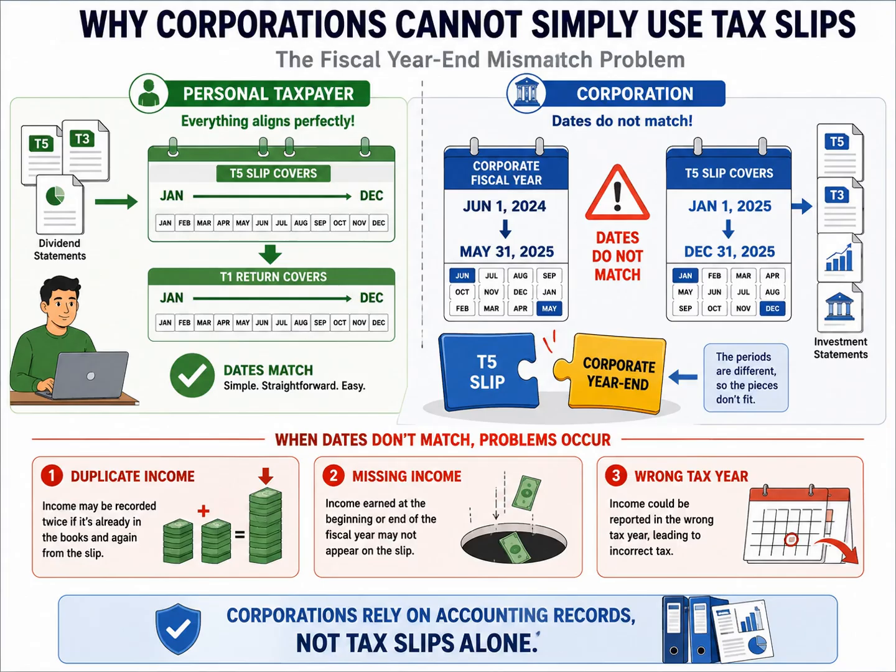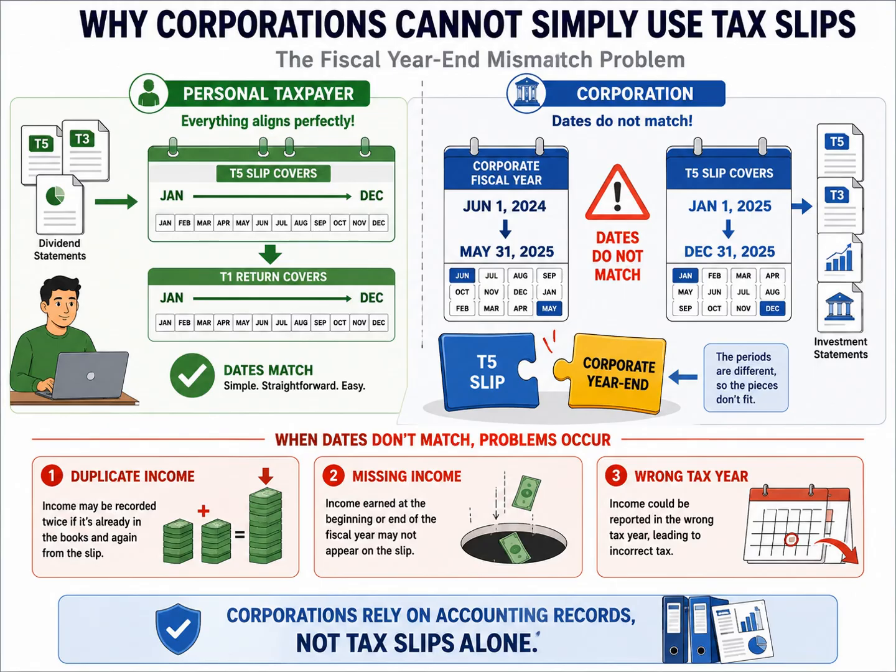One of the biggest reasons corporate tax reporting differs from personal tax reporting is the fiscal year-end mismatch problem. For an individual taxpayer, everything is simple. Personal tax returns always cover the calendar year, from January 1st to December 31st. T5 slips, T3 slips, and other tax slips are also prepared using that same calendar year. As a result, the reporting periods align perfectly. The tax preparer can generally enter the slips directly into the tax software with confidence that the income belongs to the correct tax year. Corporations are different.